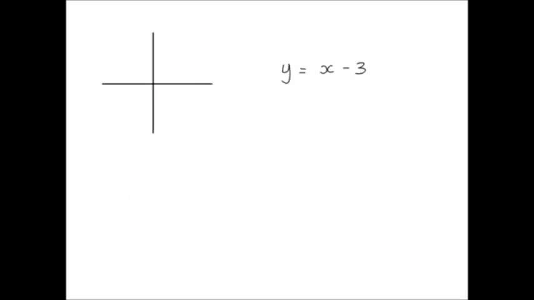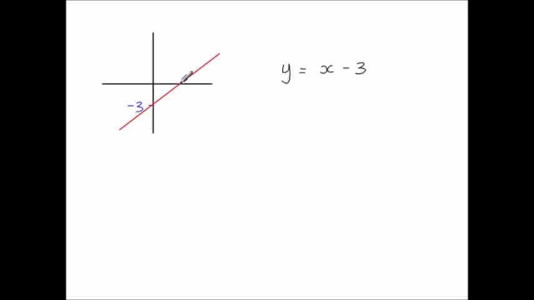Y is equal to x minus 3. So this is in the form y is equal to mx plus c. So minus 3 is the y-intercept, so let's say minus 3 is here. And then the line y equals x.